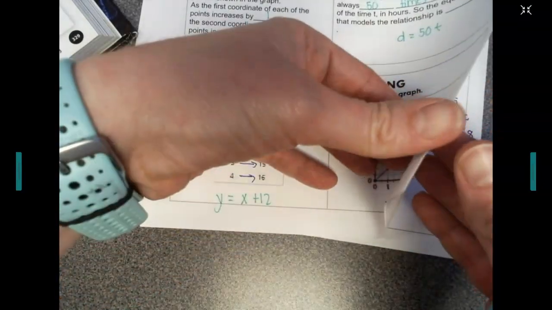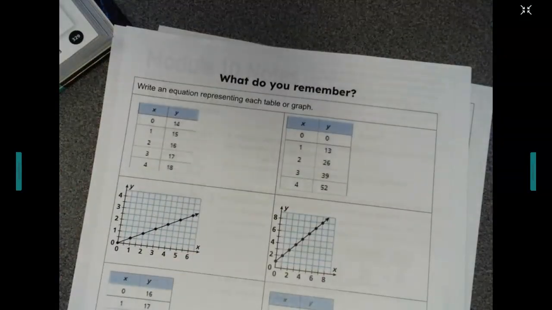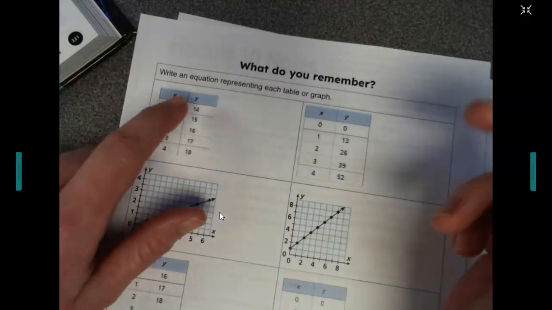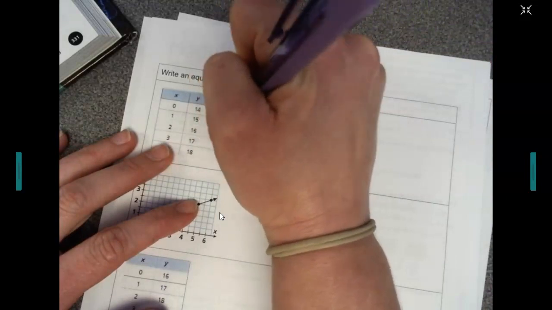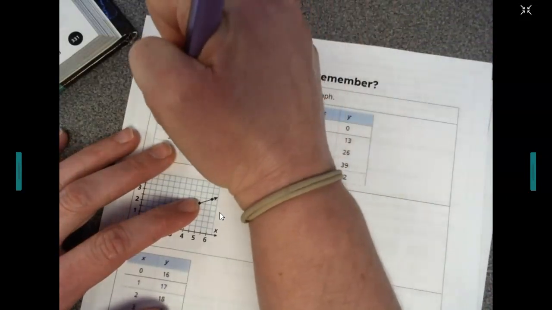And then here is our what do you remember. So we're taking this nice and slow, and we're going to pay attention. Okay, this is the what do you remember, so you need to see if you can write the equations and then check it over to see how you did. Okay, let's look at this first one. Remember, we're always going to start with y equals. Then we're going to figure out how we get from the x to the y.